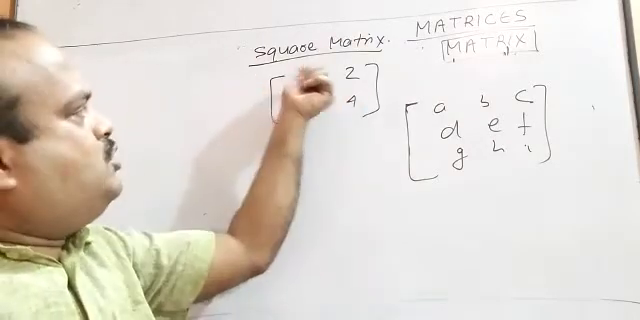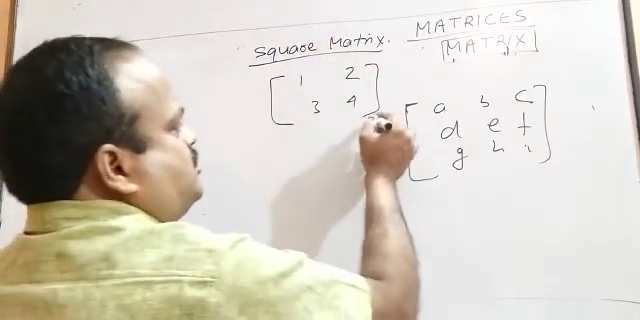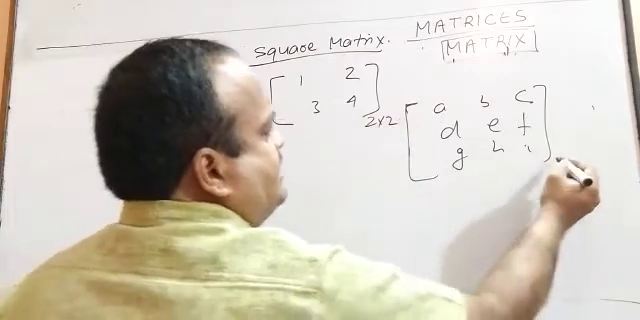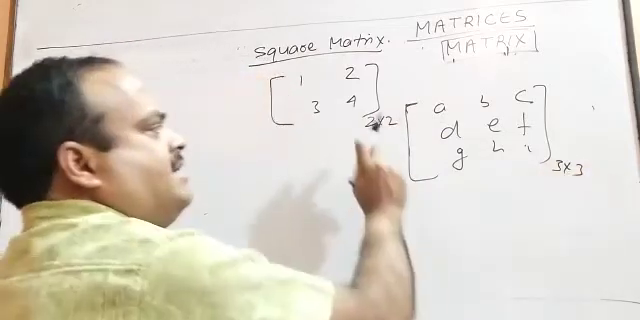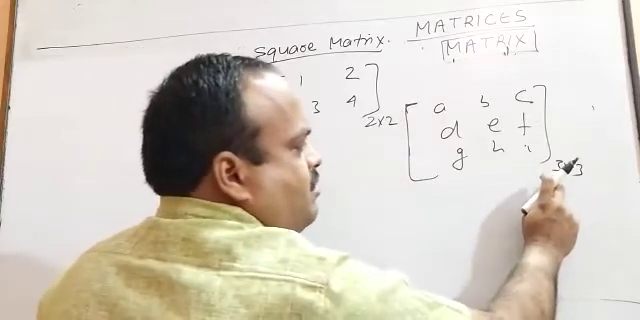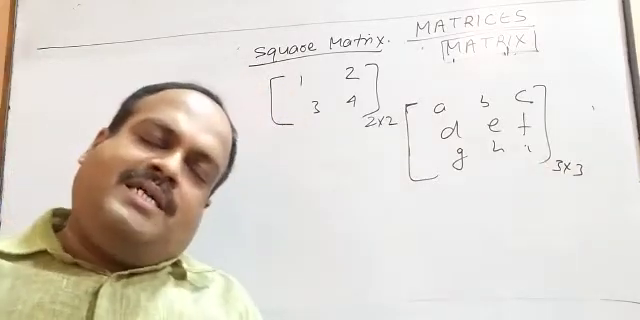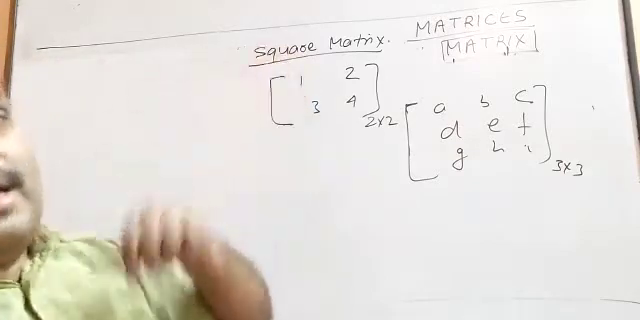Just say, 2 rows and 2 columns. Order is 2 by 2. Here order is 3 by 3. The columns and rows are equal in number. The number of rows and number of columns are the same. So that type of matrix is called a square matrix.